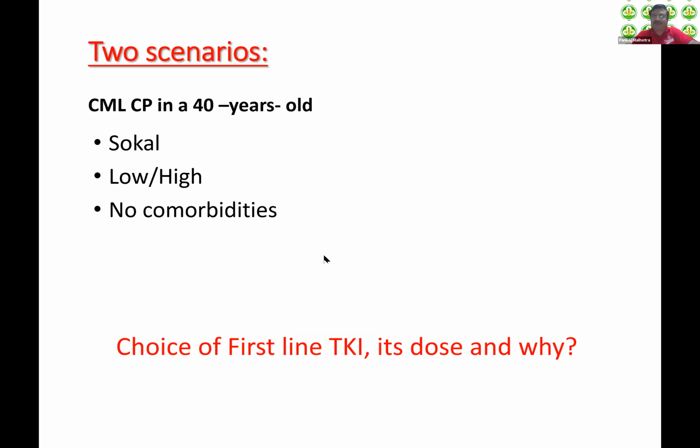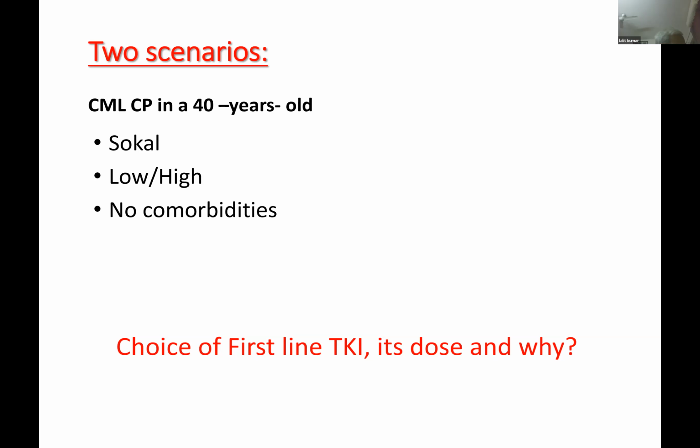Okay. So Dr. Lalit, you are the most experienced and you have seen CML going on from the interferon era, busulfan, hydroxyurea, interferon, transplant, imatinib, dasatinib. So yours, Pankaj, is the final word.